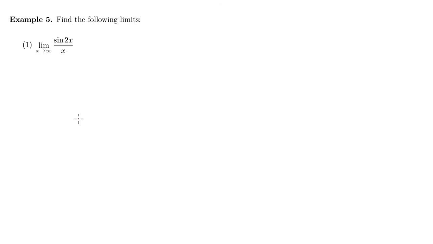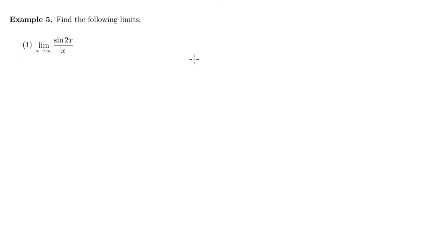Well, intuitively, that's exactly what we can think. Sine 2x is just bouncing between negative 1 and 1. And since the denominator is going to be growing very large, we're basically just taking a small number and dividing it by a big number. So we might expect this limit to be 0. Let's see why that is.